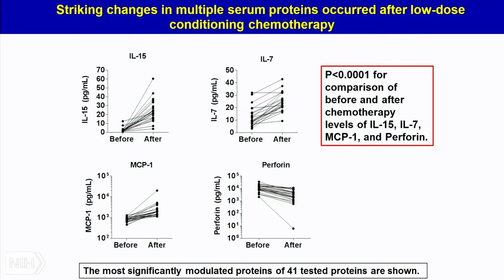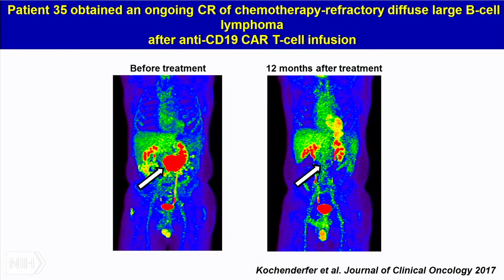So IL-15 is very important for CD8 T cell proliferation and survival and activation. IL-7 is also an important cytokine for T cell survival. So it makes sense that these would help CAR T cells survive.